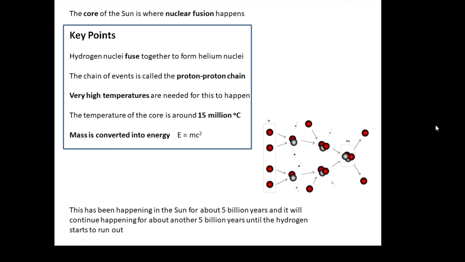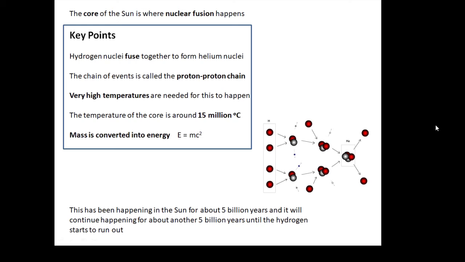To get these hydrogen atoms to fuse together, they need to bang into each other very, very hard. This is why it's been so difficult to get nuclear fusion happening on Earth. If we could do that, we'd have limitless energy. If we could do it on an industrial scale, rather.